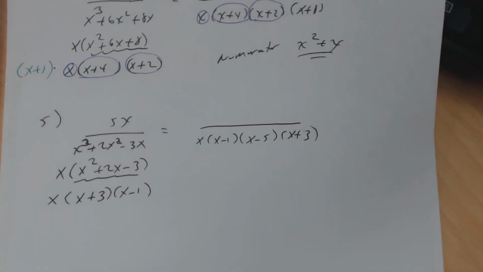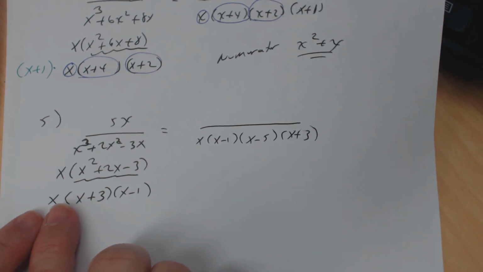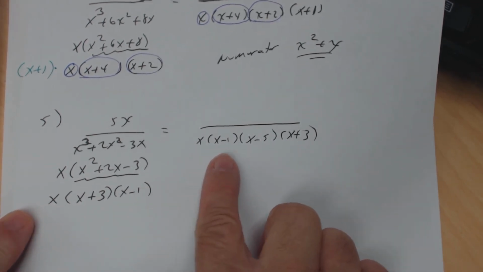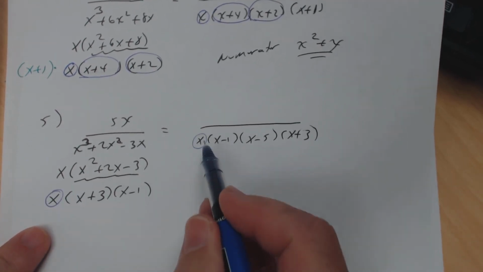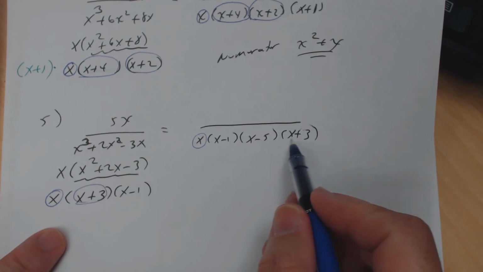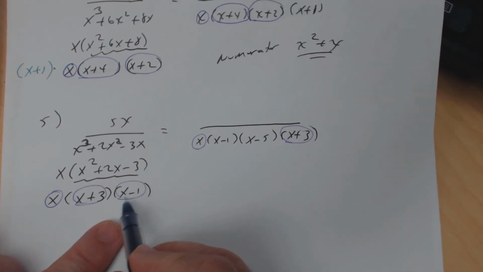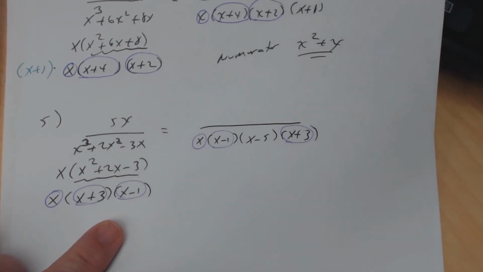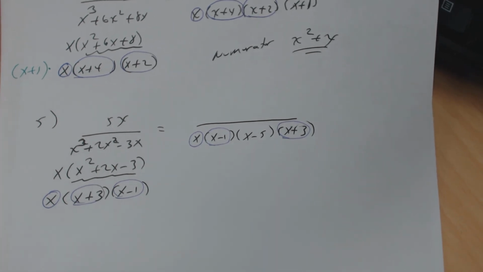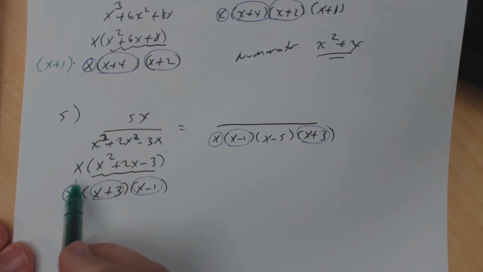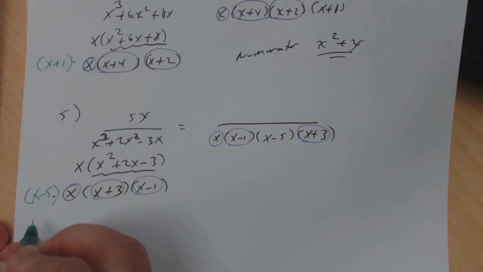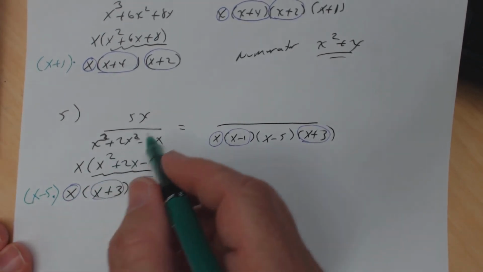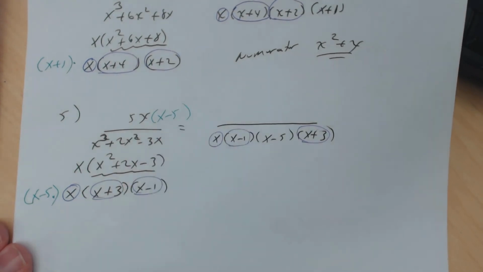All right, now the best thing you may want to do to see what you need to multiply this by to get this is circle the ones you already have. See, I already have the x here. I already have the x plus 3 right here. I already have the x minus 1, and the only thing that's missing is x minus 5. So what I have to do is multiply this denominator by x minus 5. And what I do to the denominator, I have to do to the numerator.